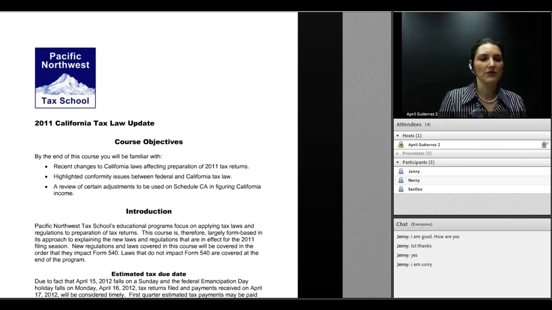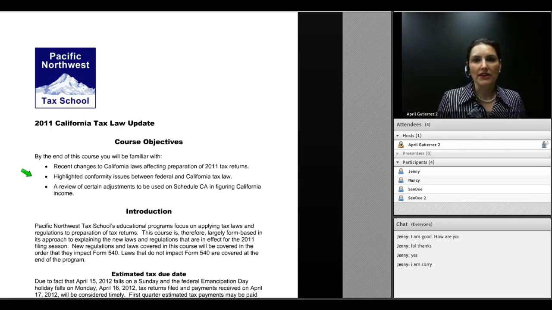So beginning with course objectives, by the end of this class you should be familiar with recent changes with California tax laws affecting the preparation of 2011 returns, also some highlighted conformity issues between federal and California tax law, and a review of certain adjustments to be used on Schedule CA in figuring your California income.